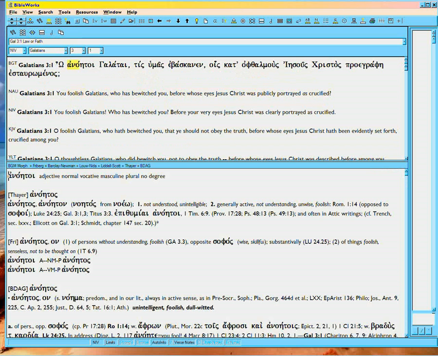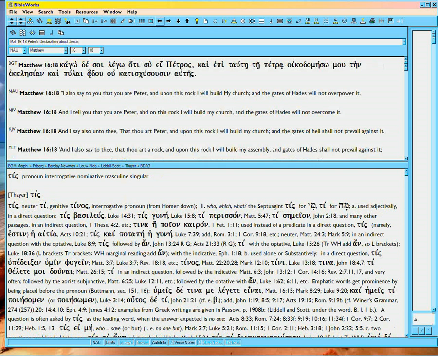I never accept my own beliefs because there's no way I can be 100% right. Only God is 100% right. So I hope this helps you understand how to approach translations.